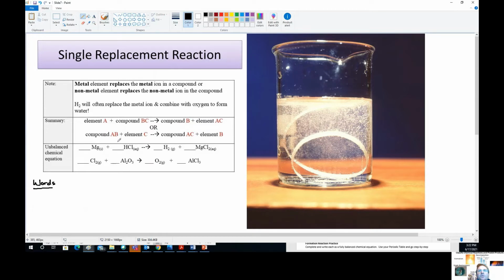So essentially, this metal here is going to replace the hydrogen. It's going to kick hydrogen gas out. And here we're seeing a non-metal replace a non-metal, right? Chlorine gas replaces the oxygen. So it's a single replacement. This one replaces that one. You can see kind of the pattern. But here's the words for this reaction right here. Write this down with me, and also, of course, read it.